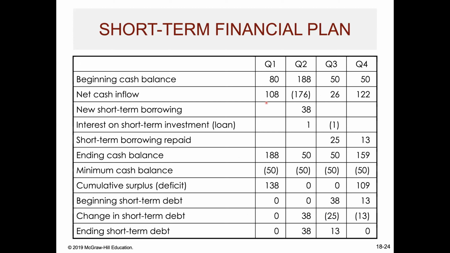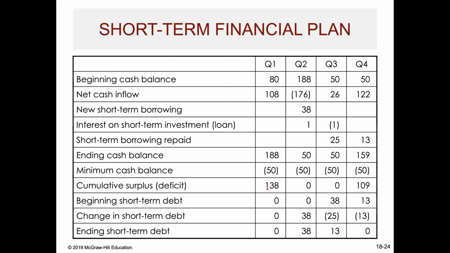Okay, so what we do then is we come up with a short-term financial plan. Once we have our expected cash inflows and outflows, our surplus and deficit, you'll recognize this. We can look at and create a short-term financial plan. So our beginning cash was 80 million. Our net cash inflow in Q1 was 108 million. So our ending cash balance was 188. Remember, we have to keep 50 million as our minimum cash balance, which means we'll have a surplus of 138.